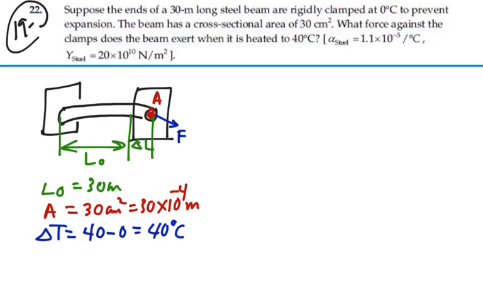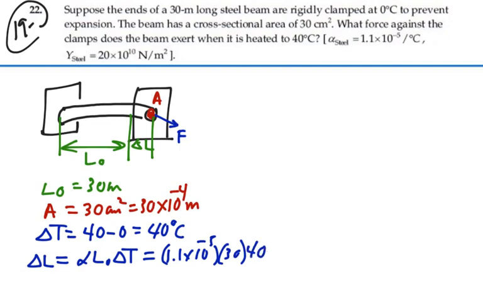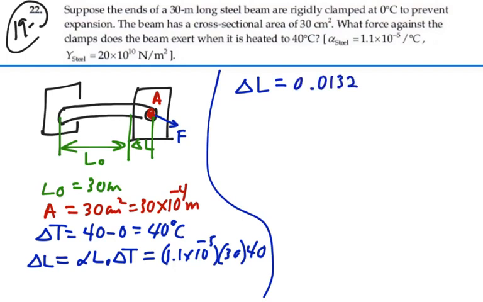So we can calculate what our change in length will be due to linear expansion. That is going to be alpha L naught delta T. So that would be 1.1 times 10 to the minus 5 times 30 times 40. So our change in length is going to equal, let me figure this out, 0.0132 meters. All right, those are our basic variables.